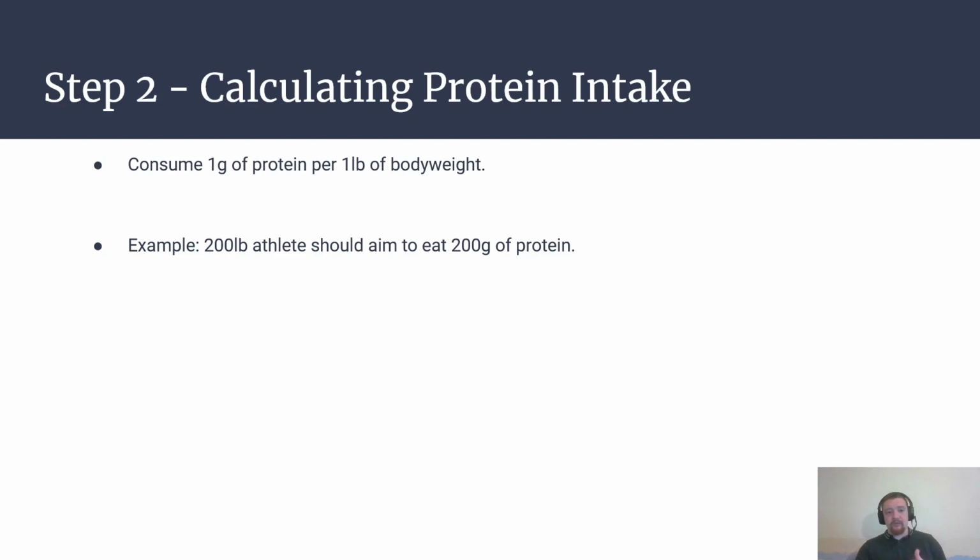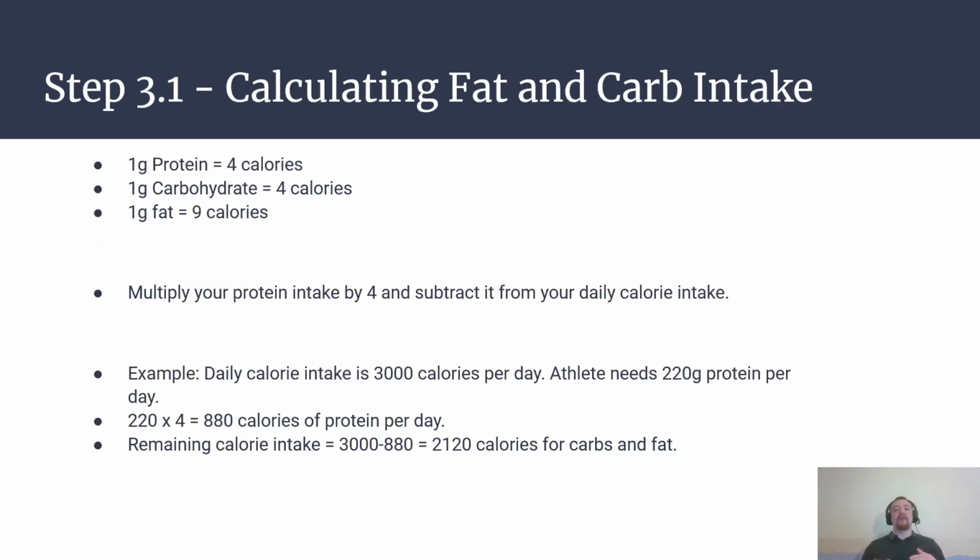So that's step 2. Now step 3 is calculating your fat and carb intake. We've got our daily calorie intake, and we know how much protein we need to eat. Now, every gram of protein is equivalent to 4 calories. You see, I've put them all here. 1 gram of carbohydrates is 4 calories, 1 gram of fat is 9 calories. So 1 gram of protein is 4 calories.